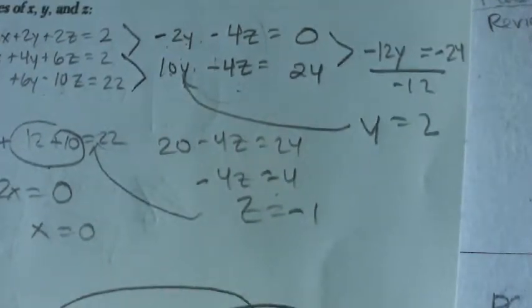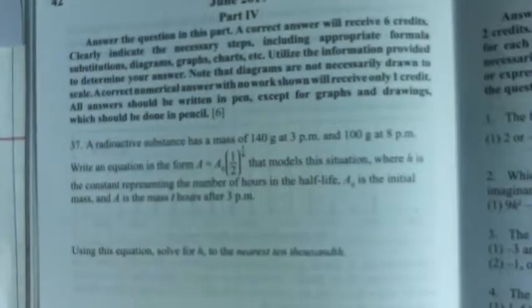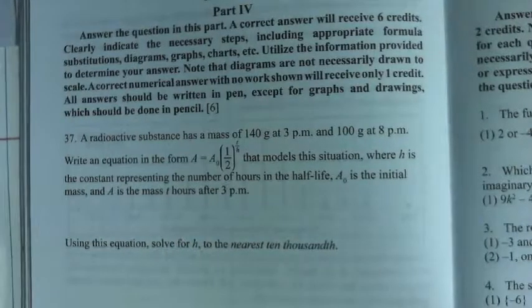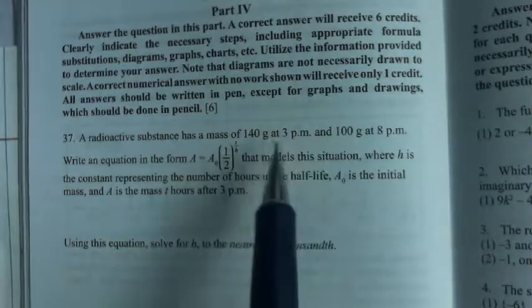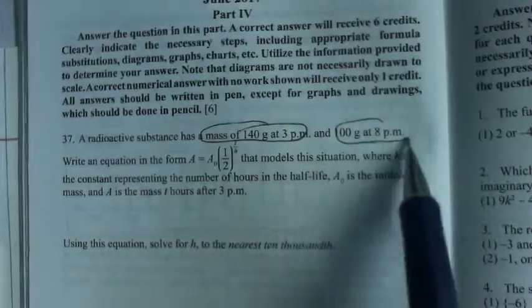Okie doke? Okay, last question on June, the 37. We'll get through whatever we can, knowing that it's a 6-point question. It's probably long. Do you notice how much exponent stuff comes up? It's crazy. Okay? This is a radioactive substance of mass 140 at 3 p.m. It's probably important. And 100 grams at 8 p.m.